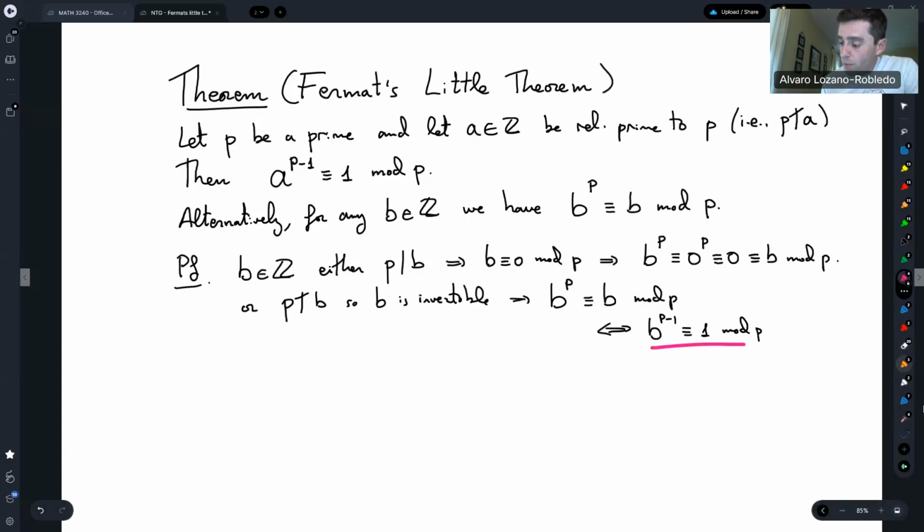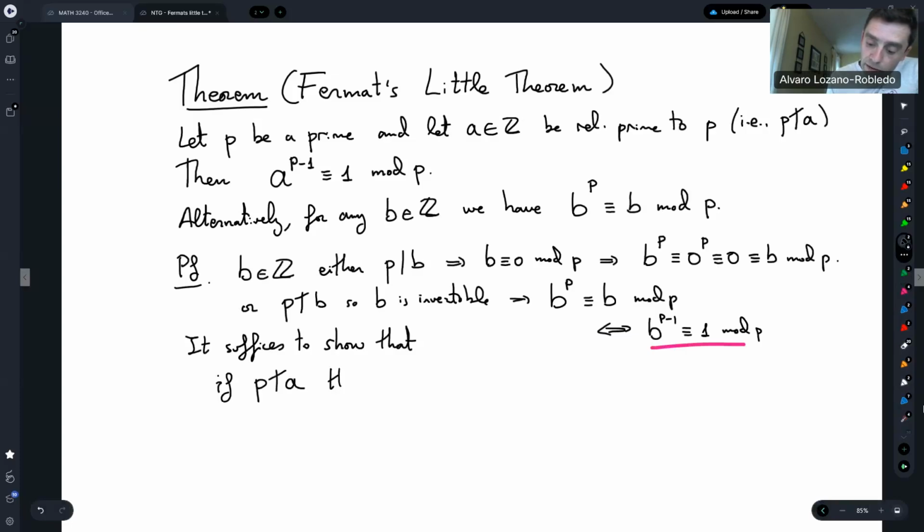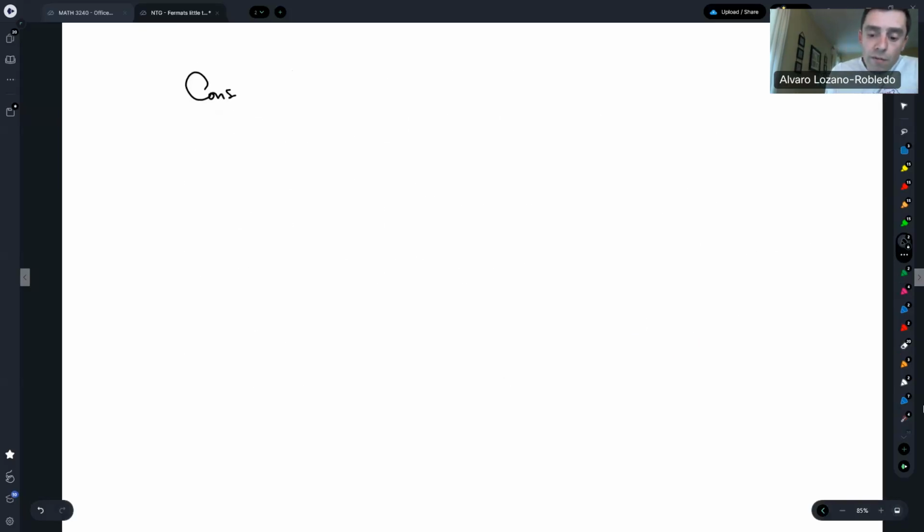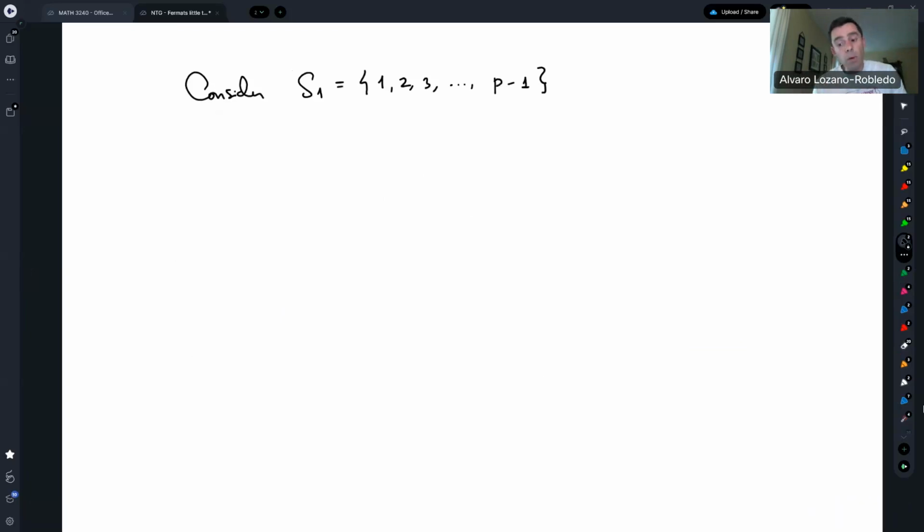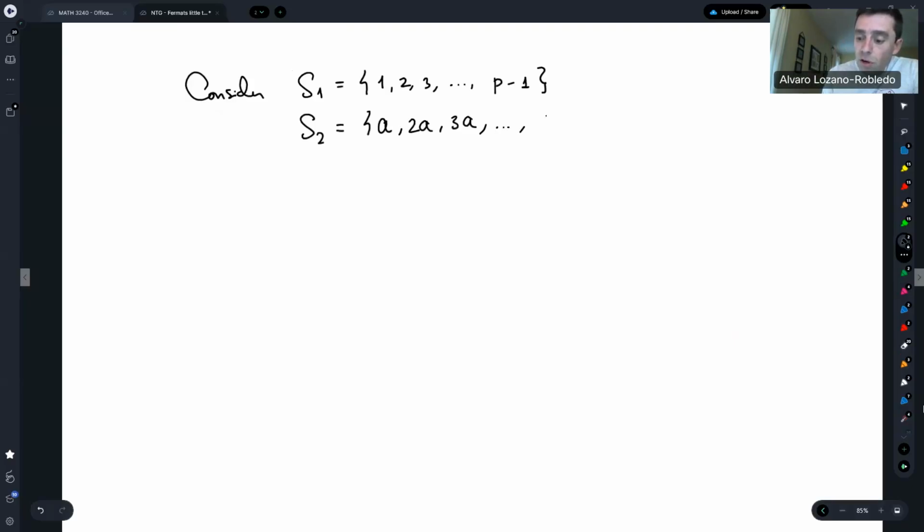Okay, so it suffices to show that if p does not divide a, then a to the p minus 1 is congruent to 1 modulo p. Okay, that's what we're going to do. How? We're going to use our previous trick. First, consider S1, which is 1, 2, 3, up to p minus 1. That's clearly a complete residue system for the units modulo p. And consider S2, which is a and 2a and 3a up to p minus 1 times a.